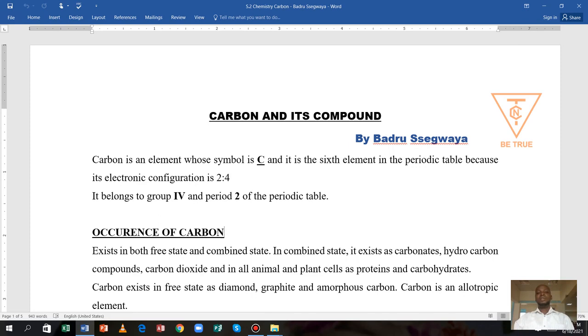The valence of carbon is 4, implying that in all its compounds, it exercises a valence of 4 since it gains 4 electrons to acquire stability.